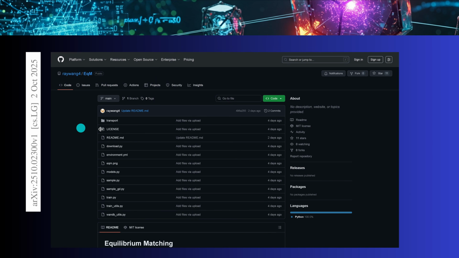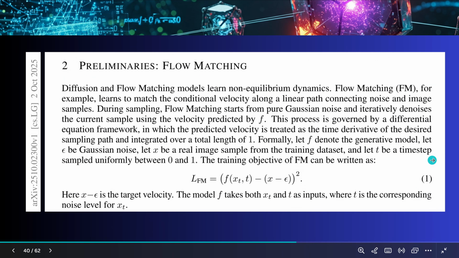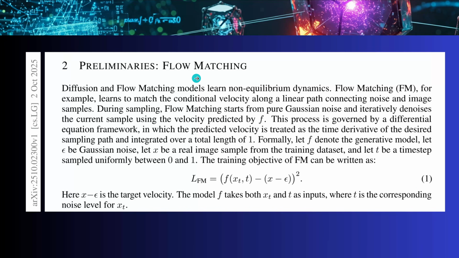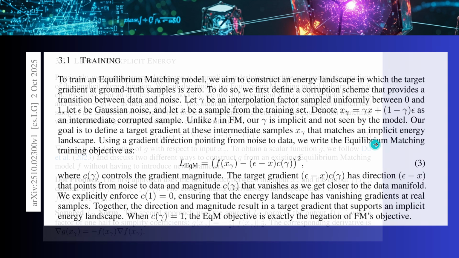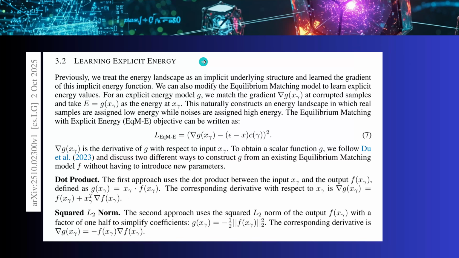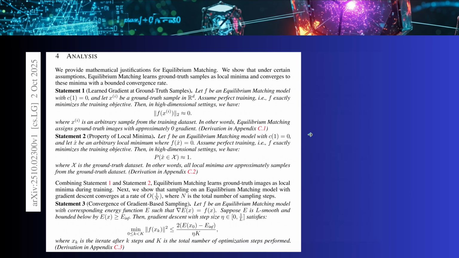Therefore, here you have a GitHub, everything is available, updated 2 or 4 days ago. Beautiful, we have an MIT license. Isn't this beautiful? You have all the files that you need. If you want to have a look at the paper, look at chapter number 2, where they explain the flow matching because they build upon this. Then switch over to the training of the equilibrium matching model. You will understand here this function c(γ) that I told you controls the gradient magnitude. And finally, to learn here the explicit energy function, there is a simple function defined.